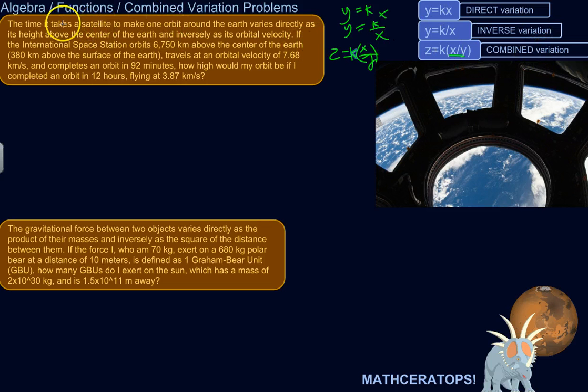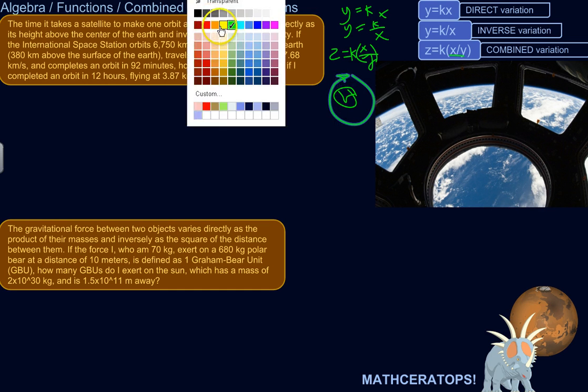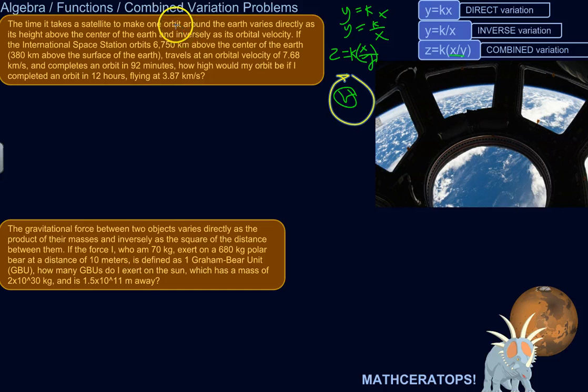The time it takes, the true story. The time it takes a satellite to make one orbit around the Earth. Okay, so we've got the Earth. Here's a little North America or possibly India. There's a satellite up there. The time it takes to make one orbit like that around the Earth varies directly as its height above the center of the Earth, so center of the Earth up to the satellite, and inversely as its orbital velocity, the speed at which it orbits the Earth. Okay, that's what's going on.